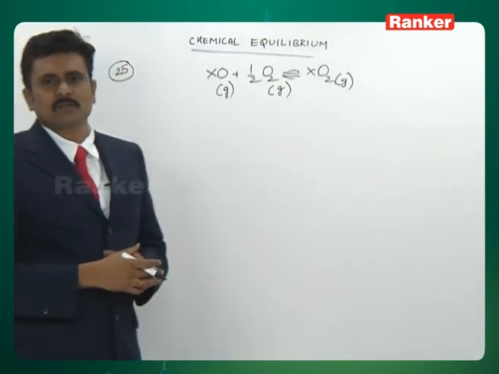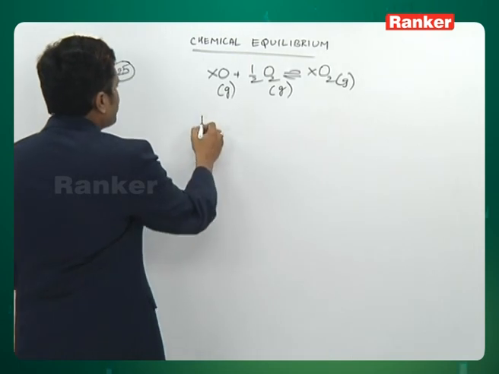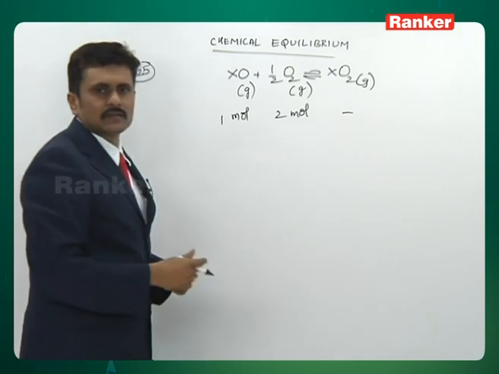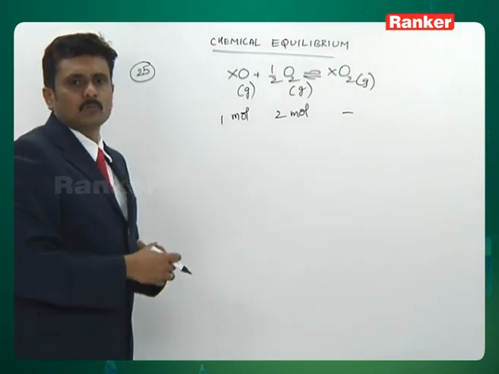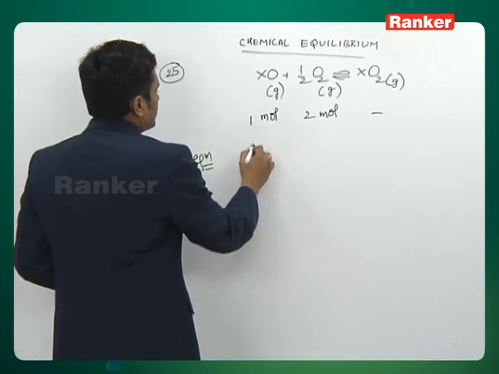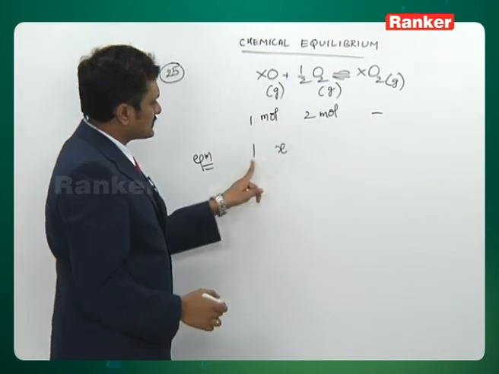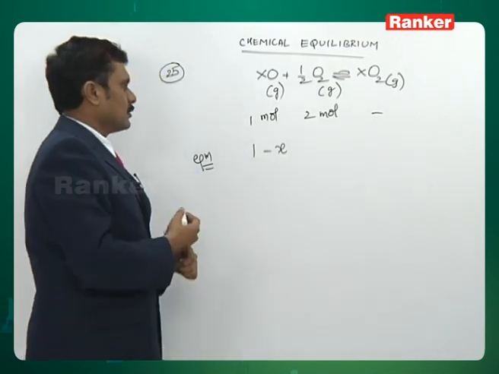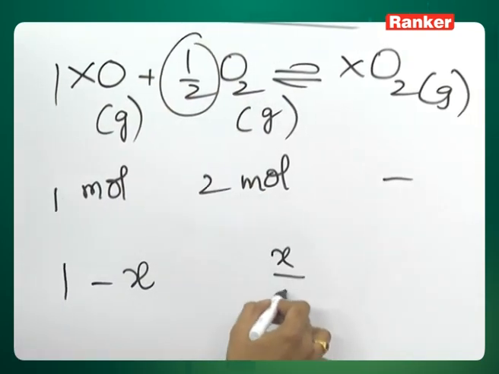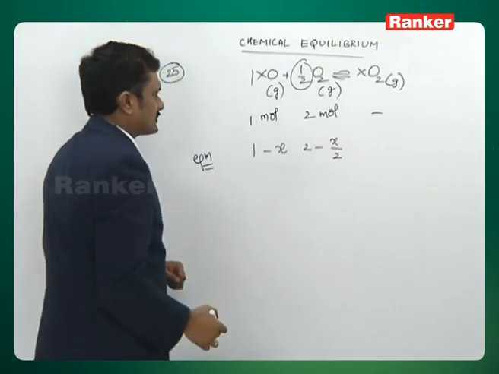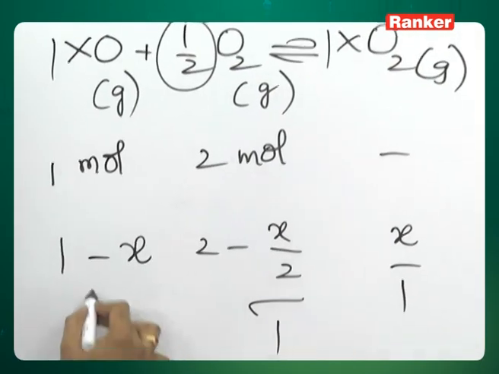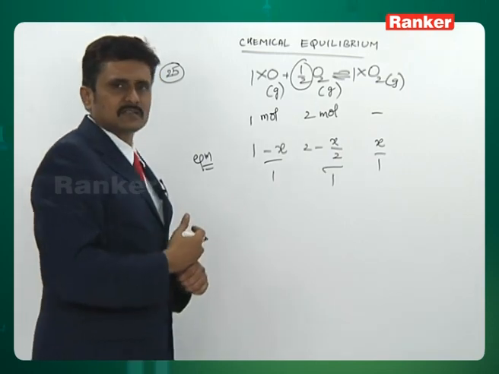Now, it is given that 1 mole of XO and 2 mole of O2 are taken in a 1 liter flask. So, when the equilibrium is achieved, suppose some x moles have dissociated from 1, then the remaining mole will be 1 minus x. For every x by 2 mole that reacts here, the remaining mole will be 2 minus x by 2. For every 1 you are getting 1 mole, hence x mole of this is obtained. Now, these are the equilibrium concentrations because the volume of the vessel is given as 1 liter.